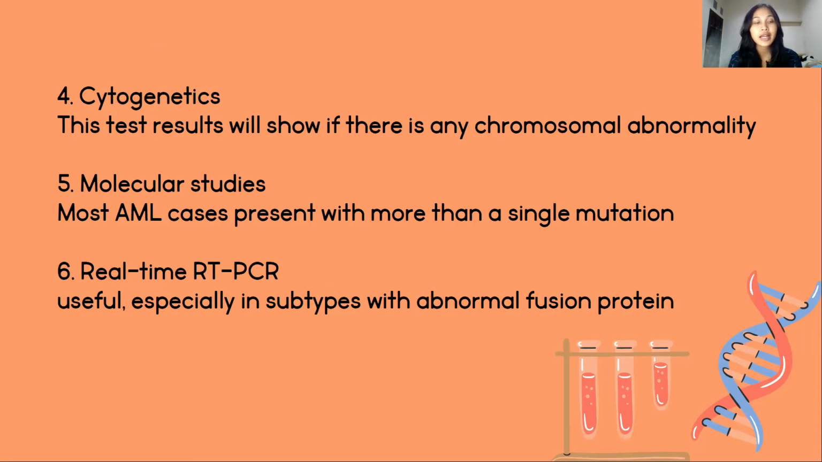The next one is cytogenetics. These test results will show if there is any chromosome abnormality. Chromosome abnormalities are found in approximately 50% of adults with AML. The next one is molecular studies. Most AML cases present with more than a single mutation. And the last one is real-time RT-PCR. It is very useful, especially in subtypes with abnormal fusion protein.